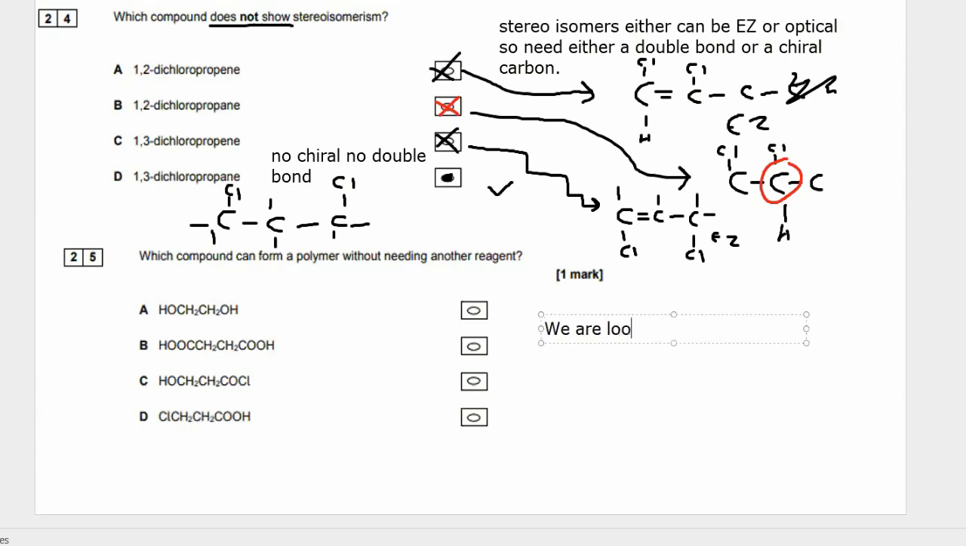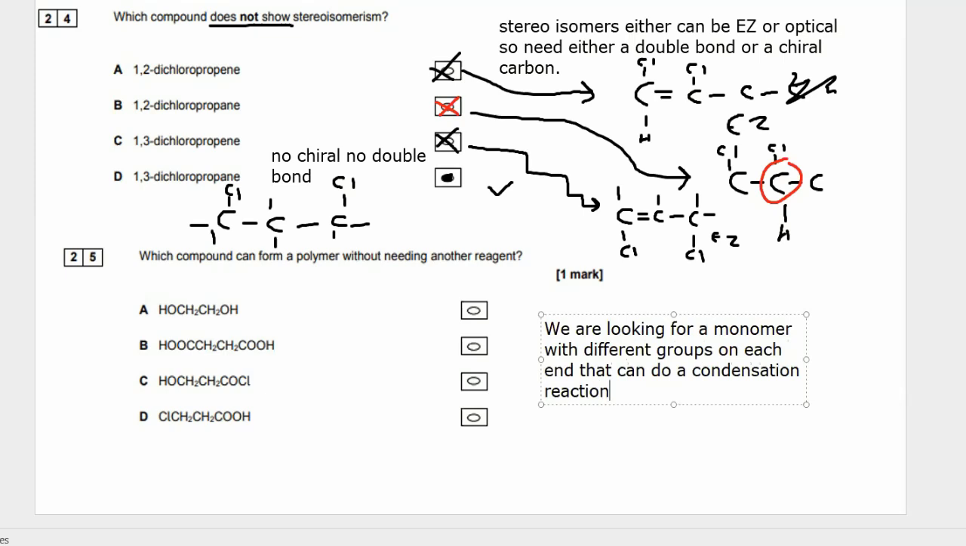So we're really looking for a monomer here that has 2 different functional groups at its ends. You know, like amino acids, they can bind to themselves because they've got an amine and a carboxylic acid group at the end. So we're looking for something like that with two different groups, so it can do a condensation reaction with itself. Obviously, the first one has got identical groups, alcohol groups.